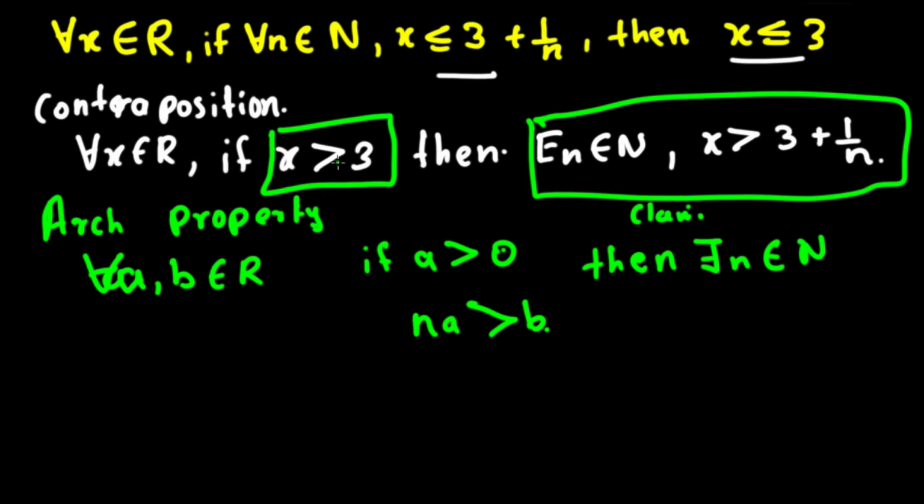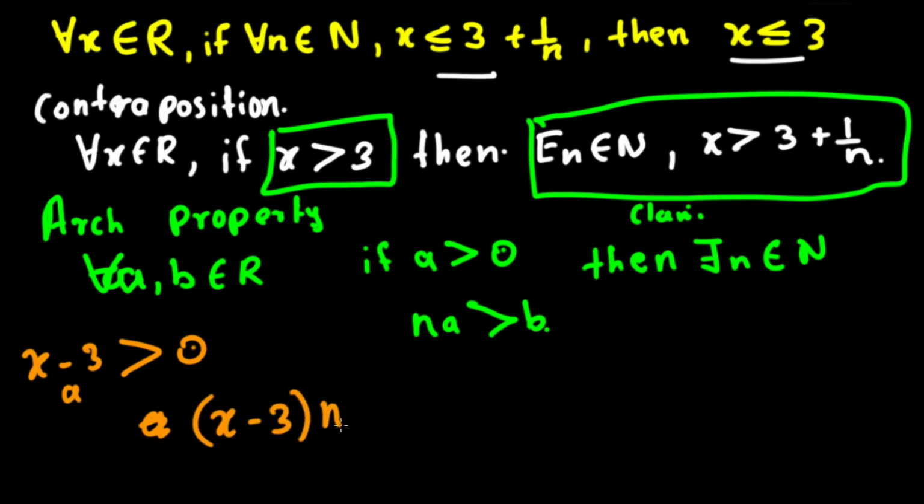Here we have x is greater than 3. Now we have to find an a that is greater than 0. If you rearrange this one, this is going to be x minus 3 is greater than 0. Okay, now we have an a, this is our a. Now to find out the b, we can use this one right now. So x minus 3 times n is greater than 1 if you rearrange this one. You can compare with this one: this is our a value, this is our b value, right? Now we just have to prove this statement.